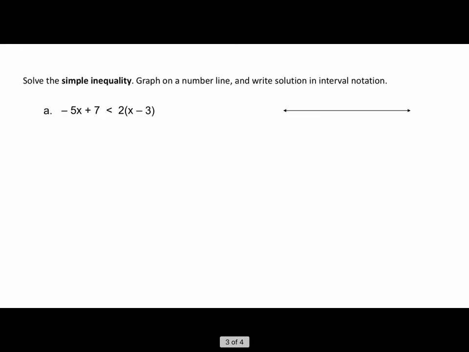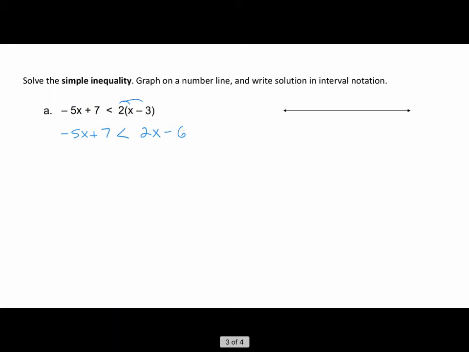So let's solve a simple inequality. That means there's only one inequality symbol. And we'll graph that solution on the number line and write the solution in interval notation. So we do have parentheses, so we need to distribute to remove that parentheses on the right side of the inequality symbol. 2 times x is 2x, and 2 times negative 3 is minus 6.